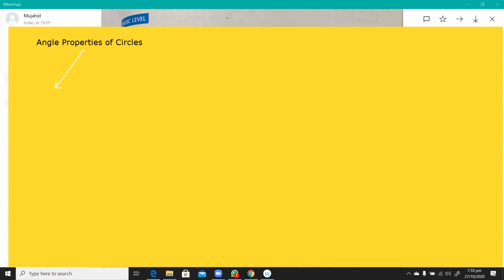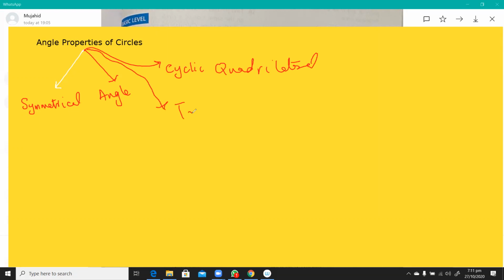First of all, you must know what the symmetrical properties of the circles are. We have the symmetrical properties, then we have the angle properties, and then you will have the cyclic quadrilateral segment, and then you will have the tangents on a circle. So this is a big chapter. We are going to start from the symmetrical properties of circles.